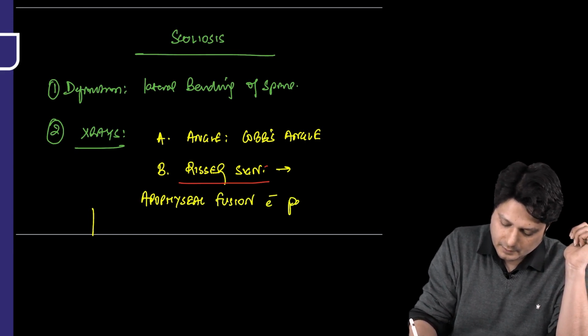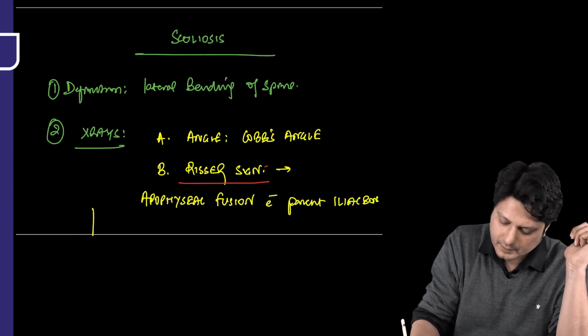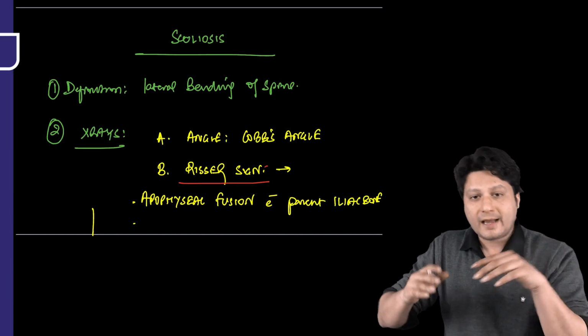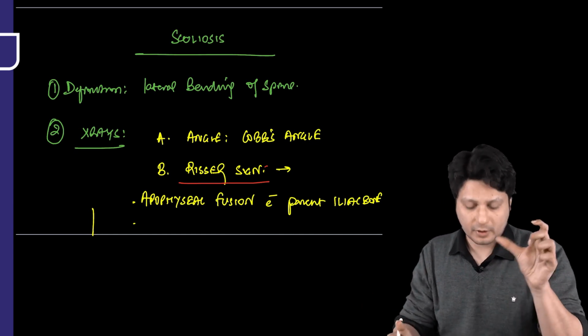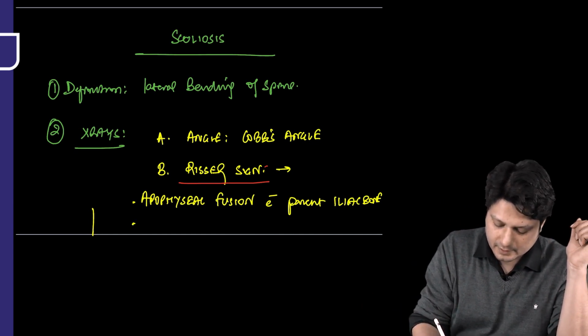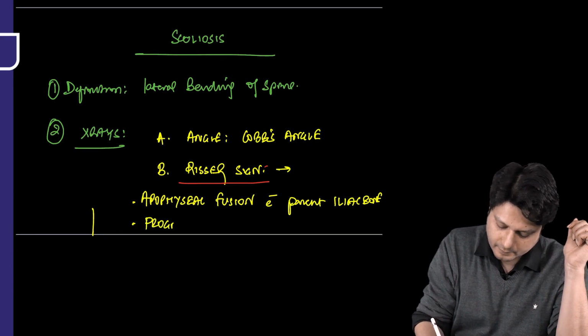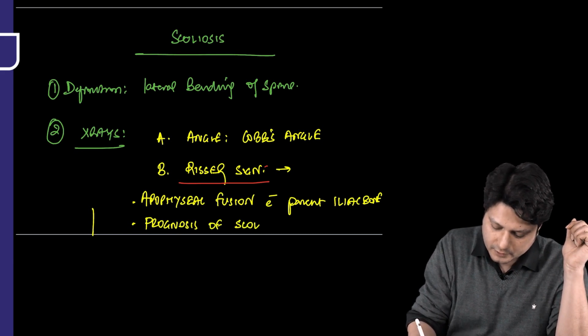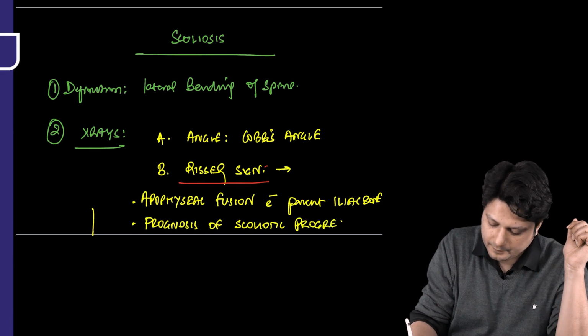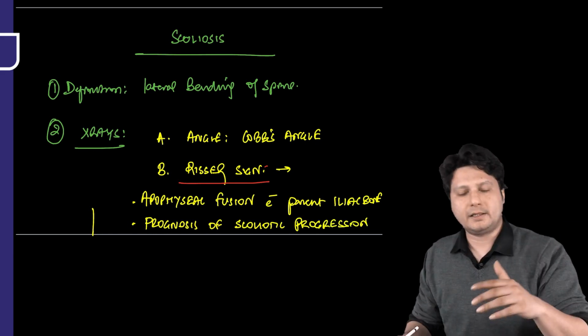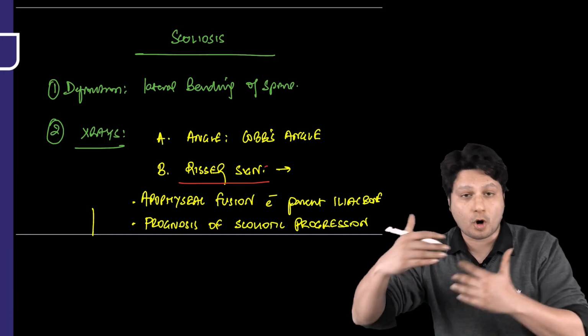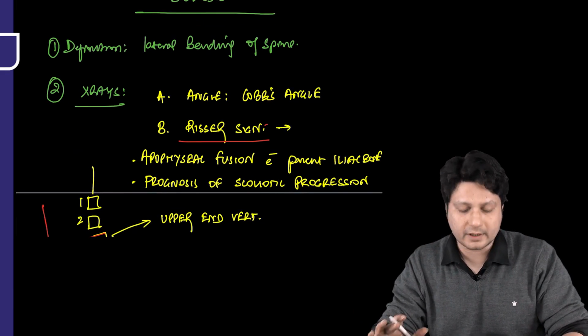with the parent iliac bone. Point number 2, why is this Risser sign particularly important? Because it gives you a prognosis of scoliotic progression. All right. It will give you an idea whether the scoliotic deformity will progress or not. So this is what the Risser sign is.